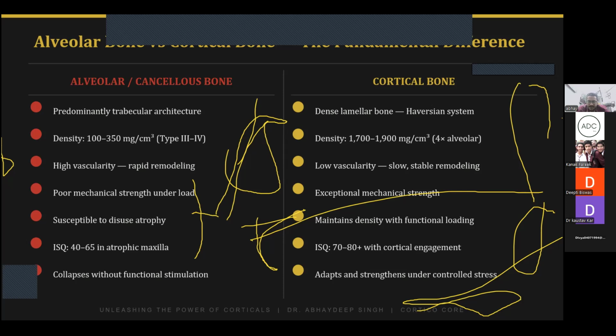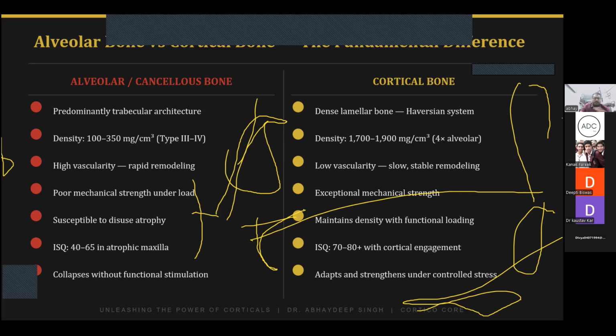Am I right? And then this cortical bone maintains its density with functional loading only. There is muscle attachment around the corticals, and if there are teeth present, or if there is any implant present, the bone tends to stay. The bone doesn't go away.